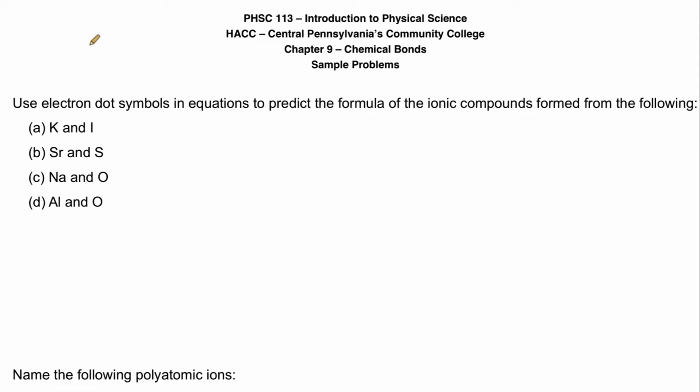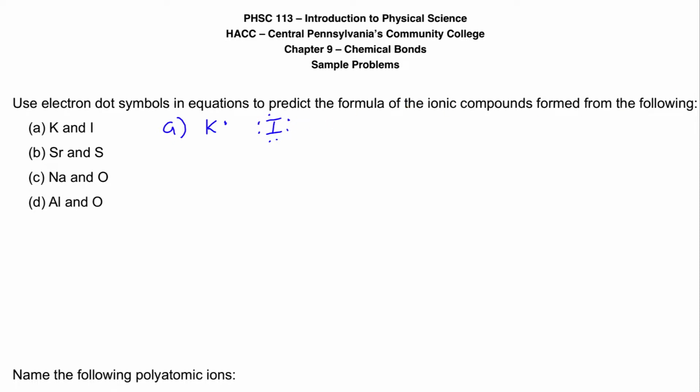So let's start here looking at our first question, which asks us to use electron dot symbols to predict the formula of the ionic compounds formed from the following. So we're going to look at the first one here, which is potassium and iodine. The first thing to do is to write down the electron dot formula. So for A, we have potassium, which has one electron in its outer shell. And we have iodine, which has 7. So as we count those, 1, 2, 3, 4, 5, 6, and 7.